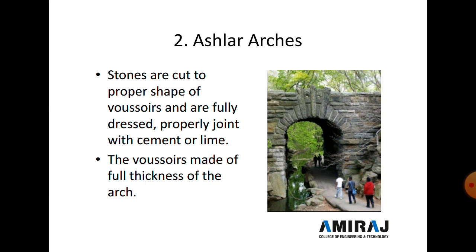Now the next type is the ashlar arches. The stones are cut to the proper shape and shape of the voussoirs, and are fully dressed, properly joined with cement lime, or cement sand, or lime sand. These voussoirs are made of the full thickness of the arch. See this figure. In this figure, an ashlar arch is provided, and the stone is cut in a wedge shape, and here all the joints are of the same thickness, and material like cement or lime is provided as a binding material.